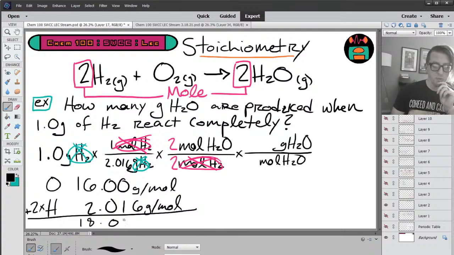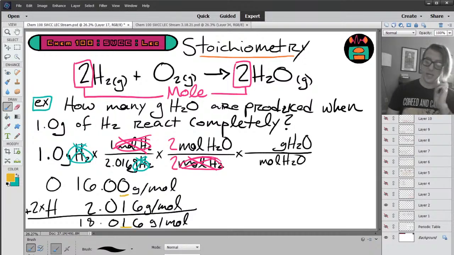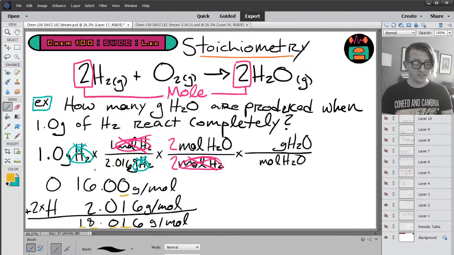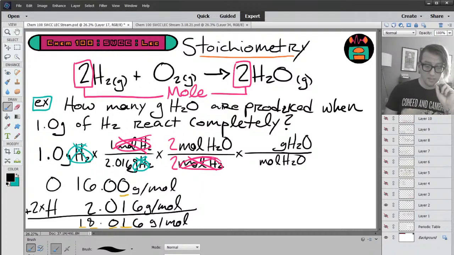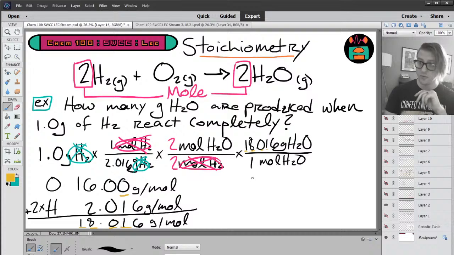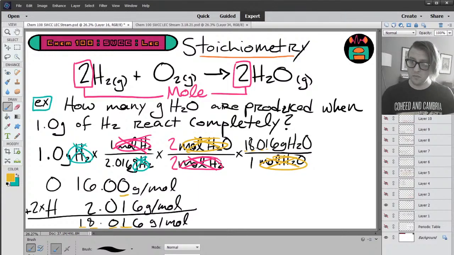16.00 plus 2.016 is 18.016 grams per mole. My last significant digit is in my second decimal place. So this number has 4 sig figs. I need to wait to round till the end. So I'm putting these lines underneath to remind myself of my significant digits. 1 mole of water has a mass of 18.016 grams. 4 sig figs. All right, moles of water now cancel moles of water.